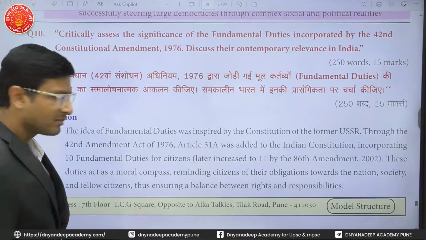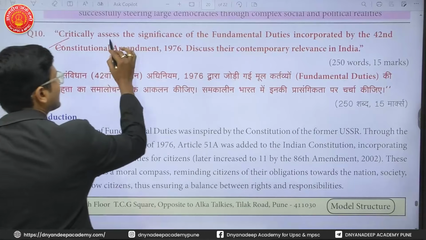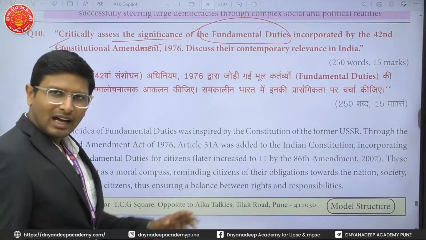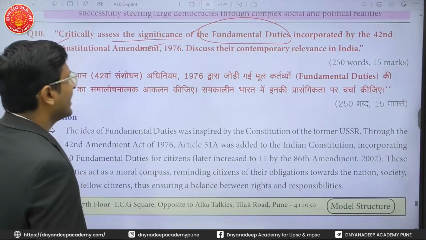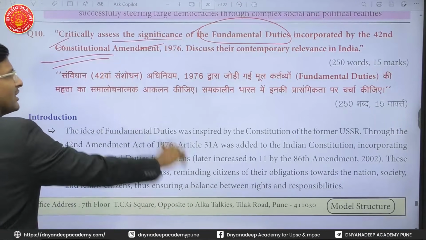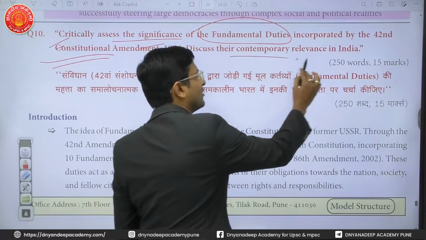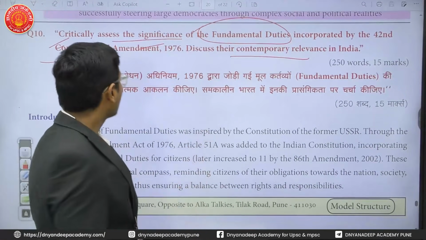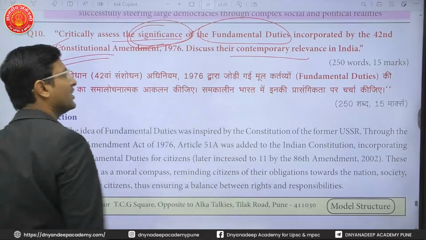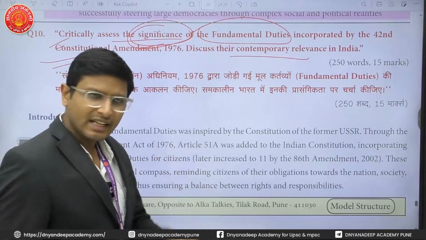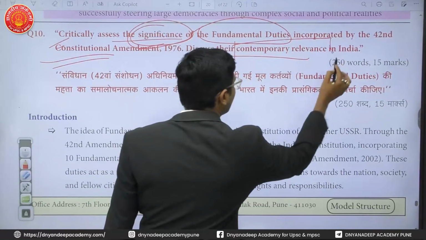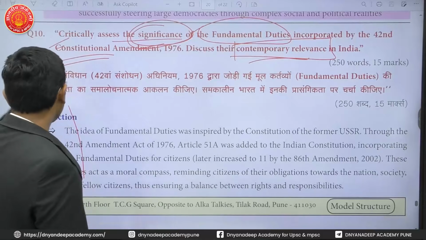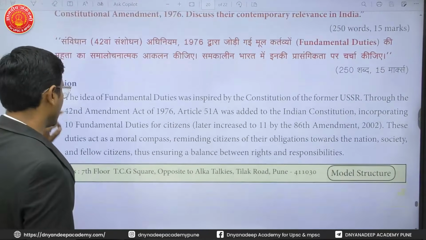What is it asking about? It says to critically assess the significance of the fundamental duties. The question is about the fundamental duties, asking to assess the fundamental duties incorporated by the 42nd Constitutional Amendment Act and discuss their contemporary relevance. So two things are specifically asked here. One, the significance of the fundamental duties. Second, the contemporary relevance of the fundamental duties. So we are going to write about both things here.